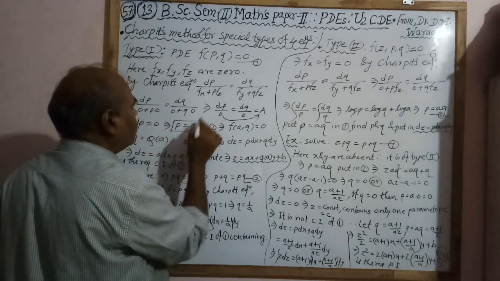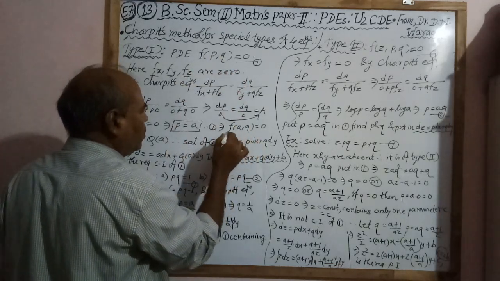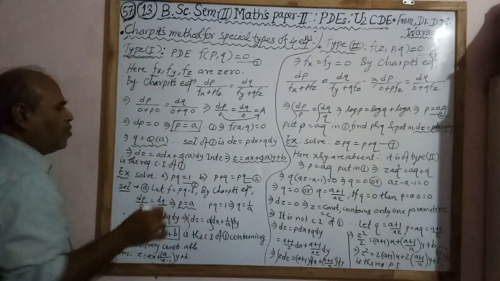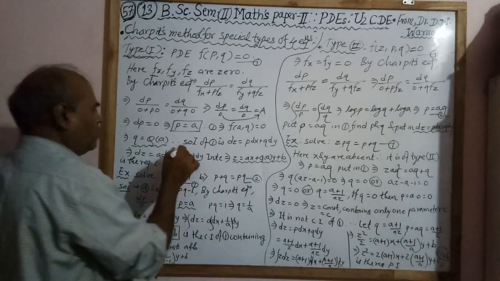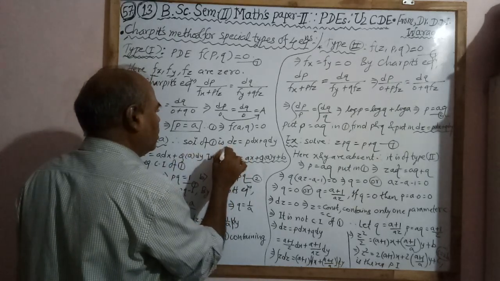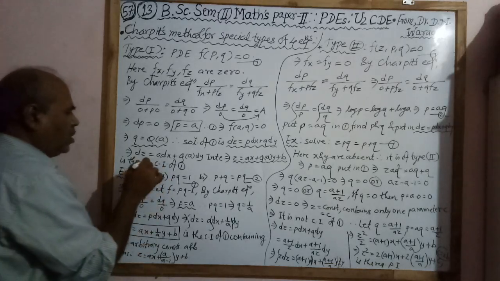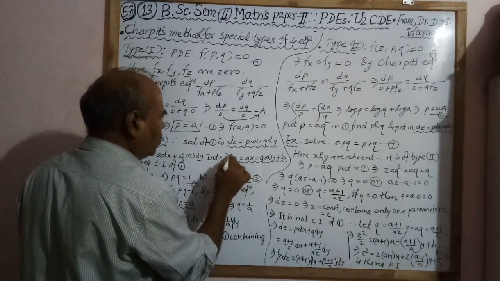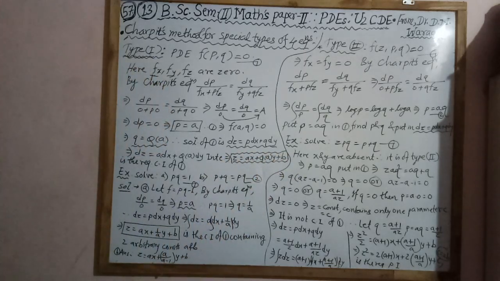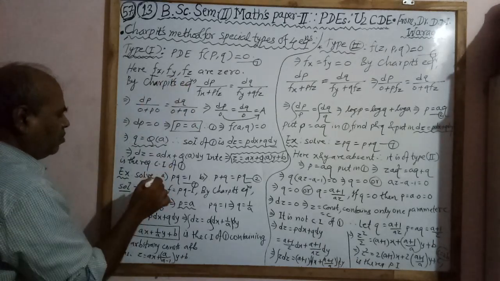Now put this value p equal to a in the given equation, f of a, q equal to 0. Now from this equation we can determine the value of q in terms of a. Therefore we consider q equal to phi of a. Therefore solution of 1 is given by dz equal to p dx plus q dy. Put here values of p and q and integrate. We have z equal to ax plus phi of a into y plus b, which is the required complete integral of equation 1.